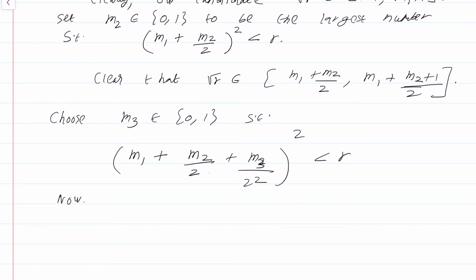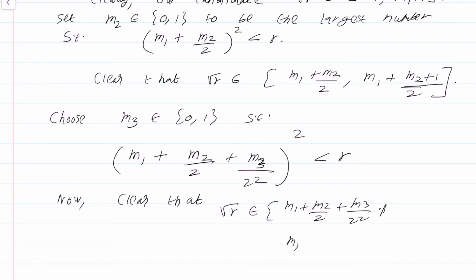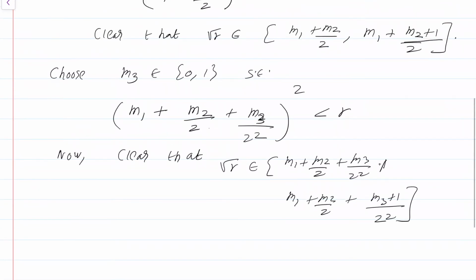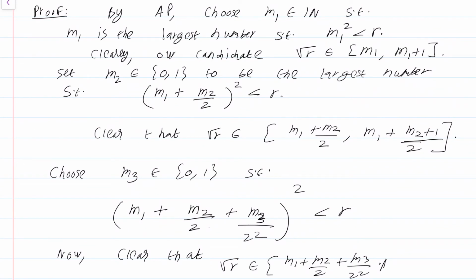Now it is clear that the square root of r has to be in this interval: m1 + m2/2 + m3/2², comma, m1 + m2/2 + (m3 + 1)/2². It's clear that if at all the square root of r is a real number, it has to lie in this interval.